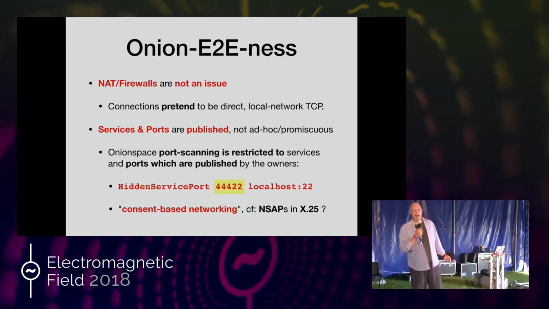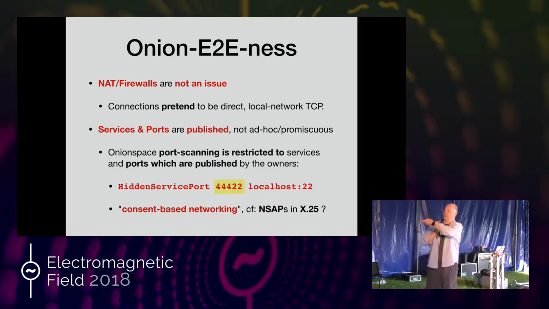Firewalls come from an age when ports on computers, processes on computers, listened promiscuously to the network interface and would accept any traffic that was inbound. With Onion networking, you essentially publish what services you would like people to connect to. This is closer to the X.25 paradigms of many, many years ago.